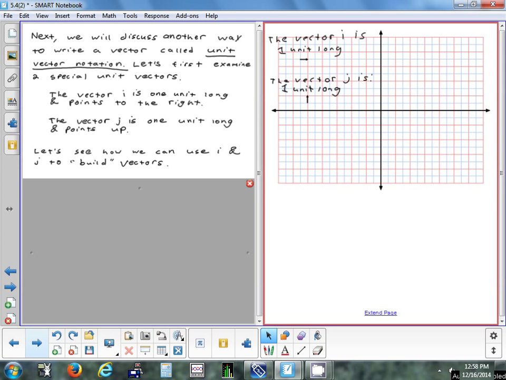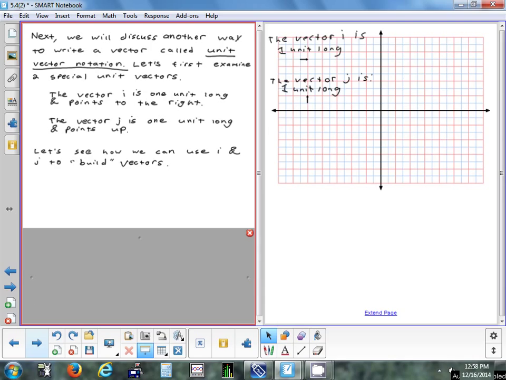Okay, so on the right-hand side, I've drawn a grid just showing i, 1 unit long, pointing to the right, and j, 1 unit long, pointing up. Okay, any questions what i or j are? Okay, remember, there's 2 ways you can abbreviate a vector if you're using a single letter. Either make the letter look bold, but that's kind of hard for me to continually do on the smartboard, or you can put a little arrow above the letter. Right? Either way, that symbol makes it a vector.